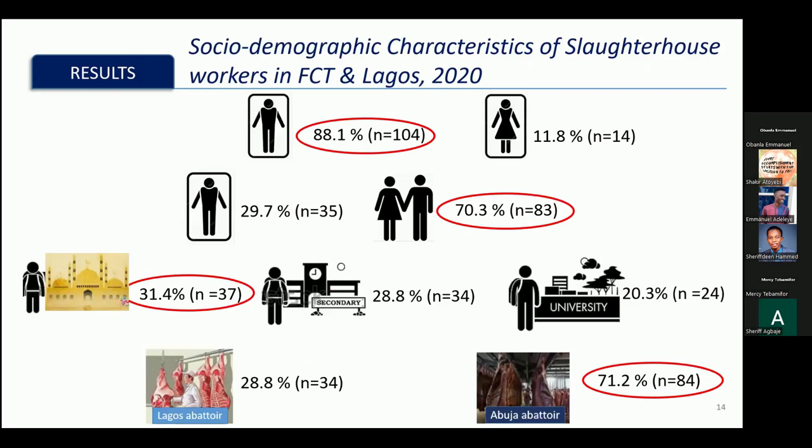Of the 118 abattoir workers that we interviewed, a majority were males. They were above 41 years old. They were married and they had Islamic education. They lived in urban areas and were mostly butchers.